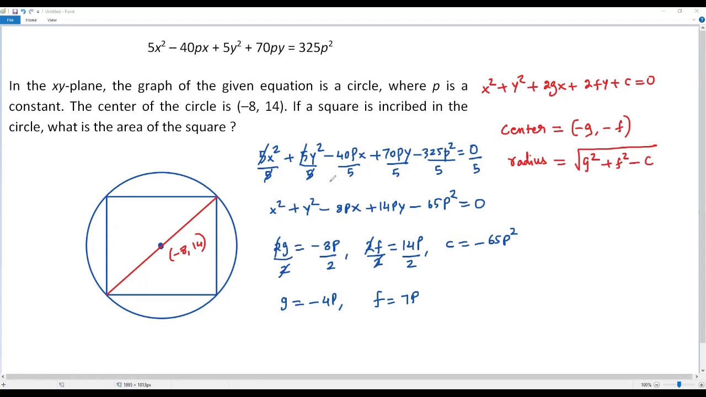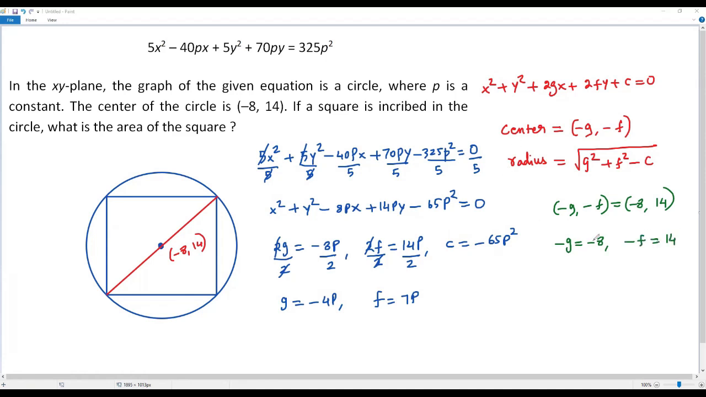Now let's consider the center of the circle we have here, negative 8 comma 14. The formula for the center is negative g comma negative f. So we can write negative g comma negative f equals negative 8 comma 14. Here 2 points are equal. Whenever 2 points are equal, we can equate the x coordinates and also the y coordinates. When I equate the x coordinates, I get negative g equals negative 8. And when I equate the y coordinates, I get negative f equals 14.